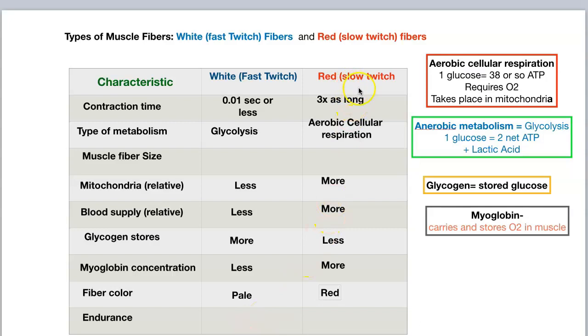Whereas the slow twitchers, they are using aerobic cellular respiration, aerobic metabolism.